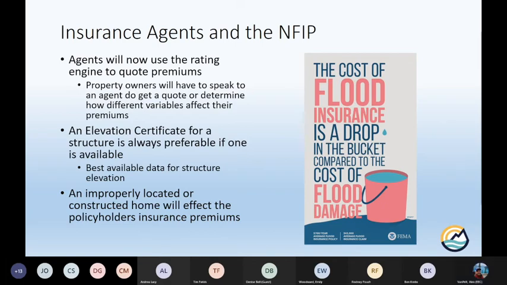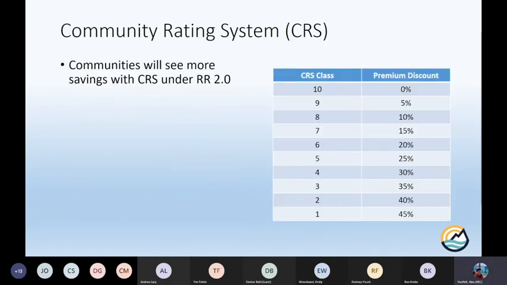And then for the CRS, again, we talked about it earlier, but communities that currently participate, as policies are renewed, you're going to see more savings under CRS than you are currently. Again, the percent discount you got is very dependent on what flood zone you're in. No longer will that be applicable. Now, whatever your CRS class is, that's the level of savings you can expect across all policies in your community.